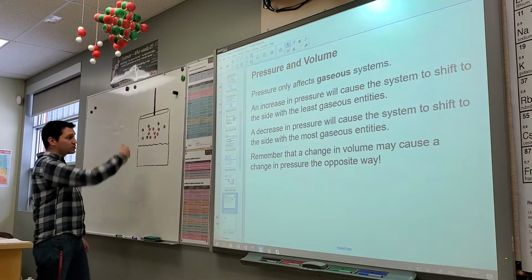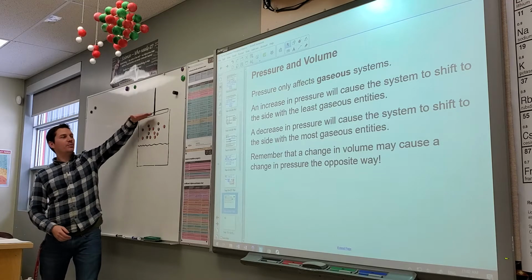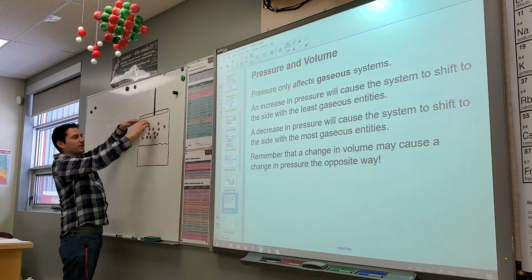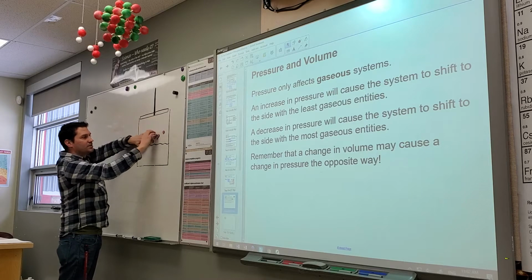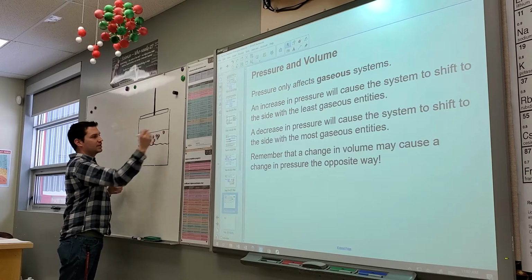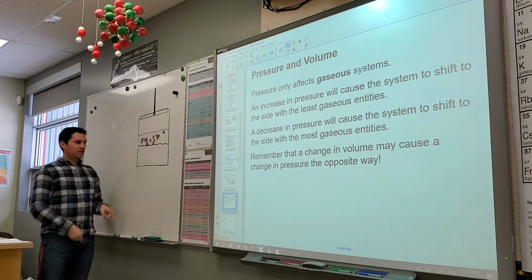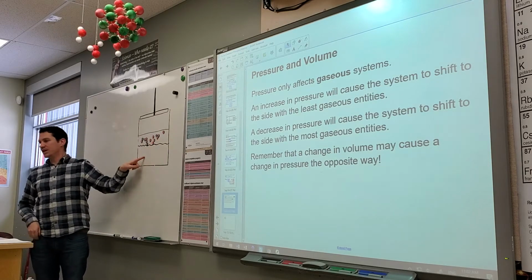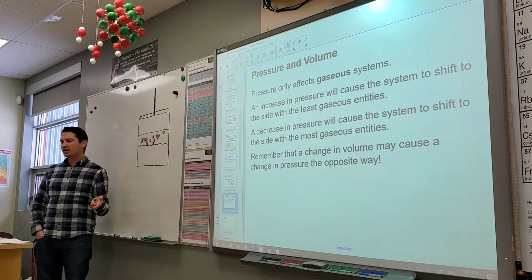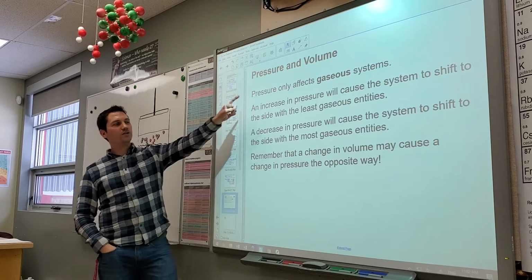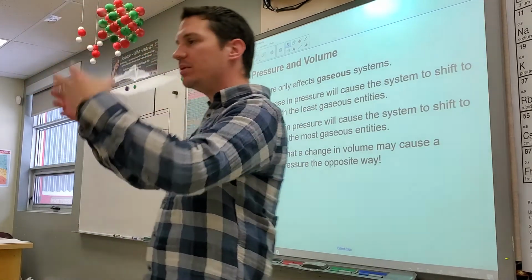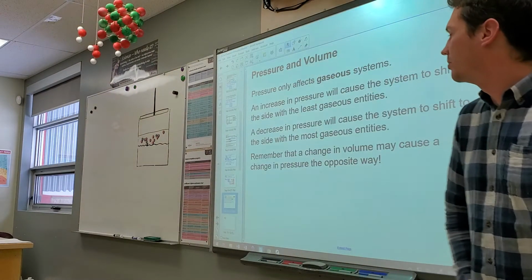So let's do this. If I compress everything here, if I decrease the volume all the way to here, did the concentration of my liquid change at all? You didn't change the concentration of your liquid, right? So pressure and volume changes only affect gaseous systems, and that's because these particles can be pushed closer to each other. They can be compressed.